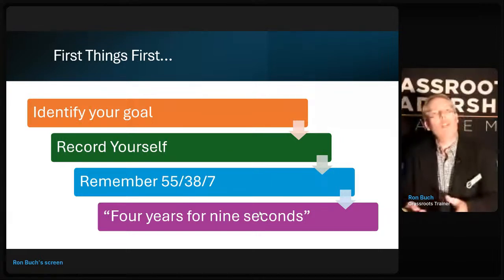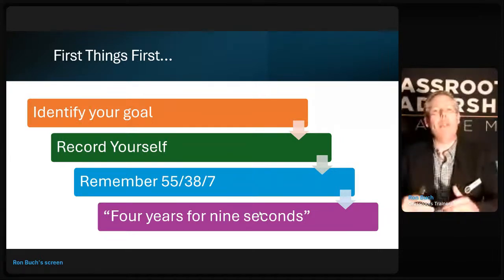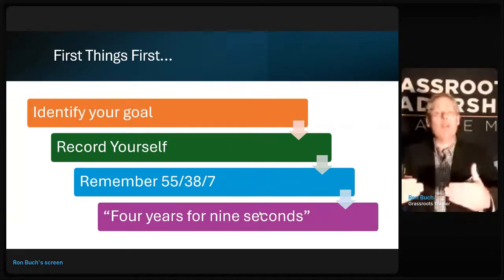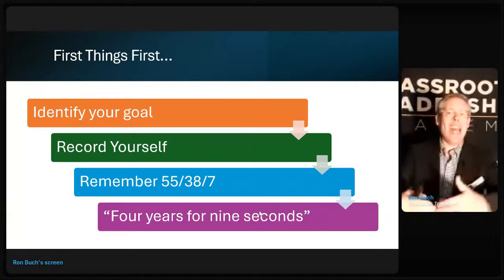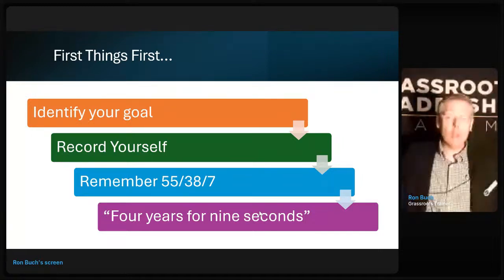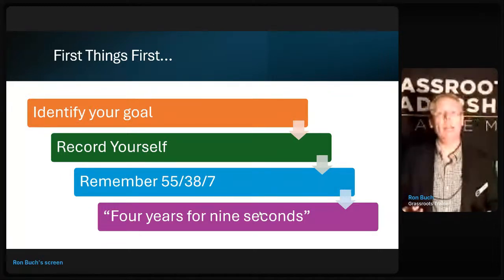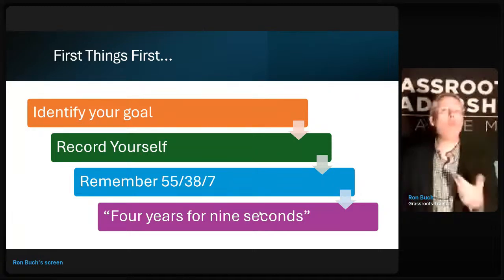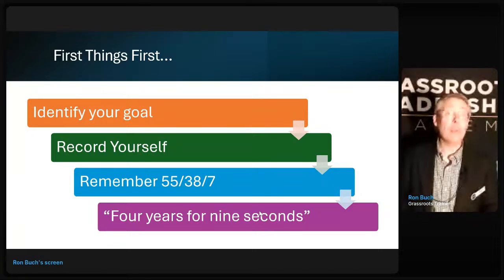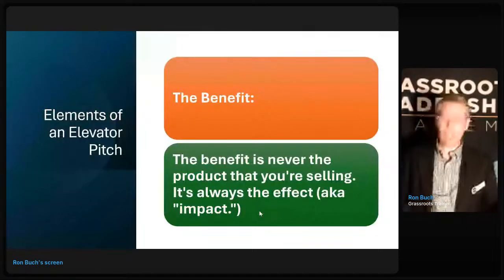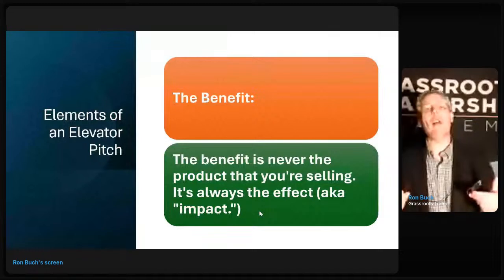His point was, in order for him to master, in order for him to get to that level where he could run 100 yards in 9 seconds and beat a field of talented sprinters, he had to work and work and work. And so we shouldn't feel bad if it takes us some time to work on our elevator pitch to make it the most effective that it can be. So what are some of the components to an elevator pitch? The first part is we want to think about the benefit.